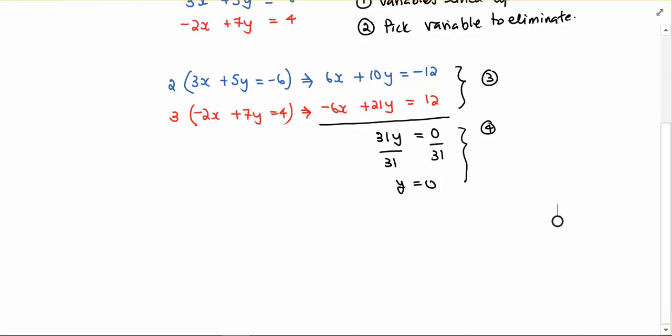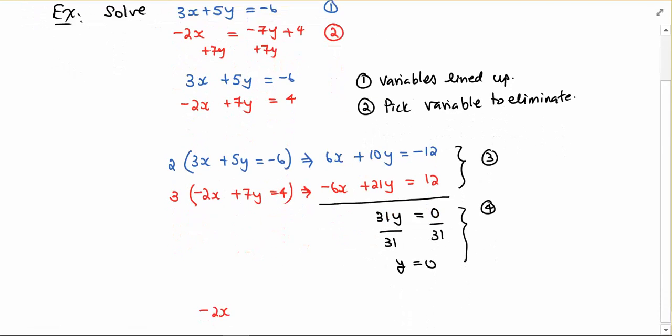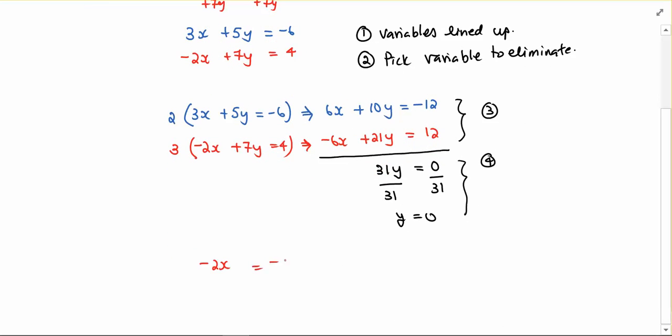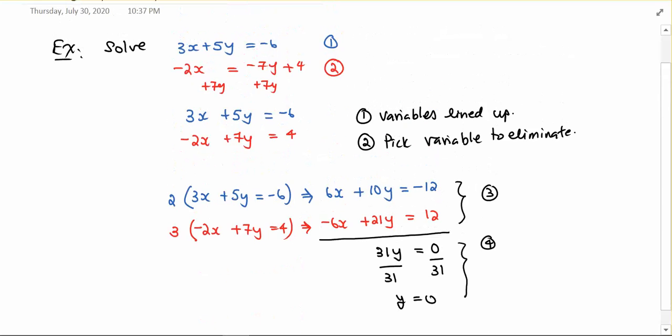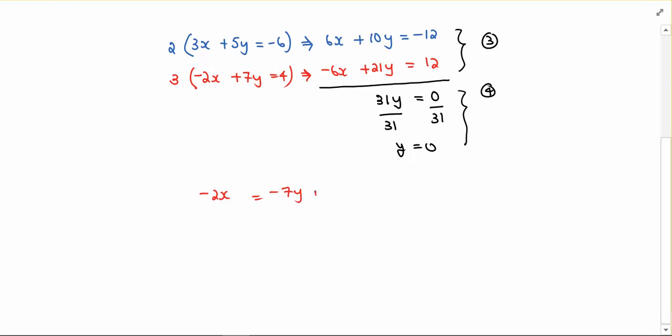Number 2 says minus 2x equals minus 7y plus 4. And so minus 2x is equal to minus 7, and instead of y, I'm going to use 0. I should put the minus 7 there, it doesn't really matter. Anyway, plus 4. 7 times 0 is 0, plus 4, that's 4.